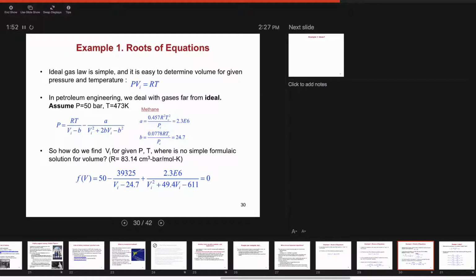When we formulate it, we find a function of volume that, for a given pressure and temperature, 50 bar and a temperature of 473 K, whatever it is that I wanted to do, I plug it in here, and I find the function. So I put 50 here and 473. And then I formulate it so that that function is equal to zero. And then I'm looking for the zero of this function. So what's the simplest thing I could do to actually find that zero?